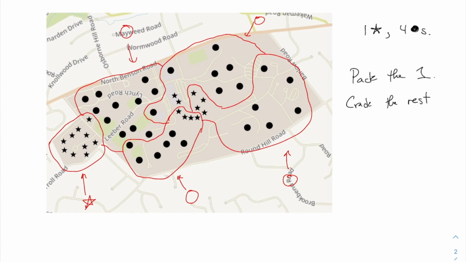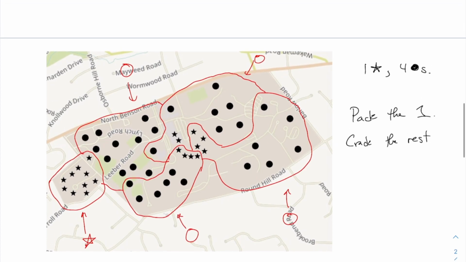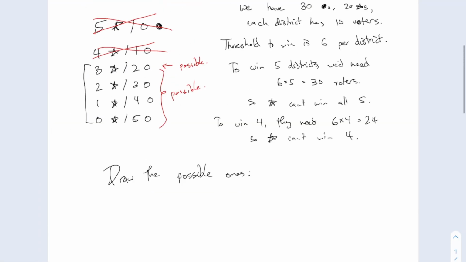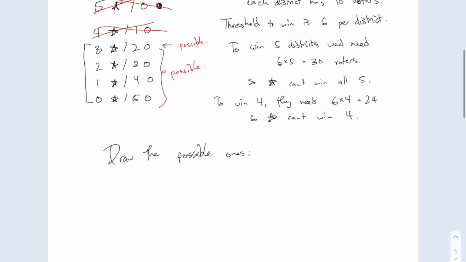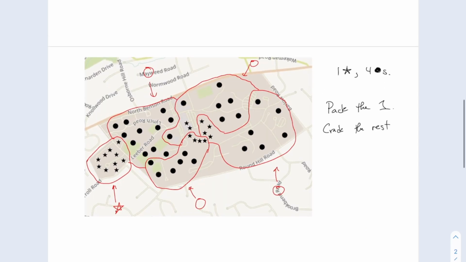All right, I would like to see if you can do the other options. So this was 1 star and 4 circles. Remember the other ones we decided were possible were these other ones. I did this one here. 0 stars, 5 circles, 2 and 3, or 3 and 2. All right, see if you can make it happen. How would you do 0 stars and 5 circles?